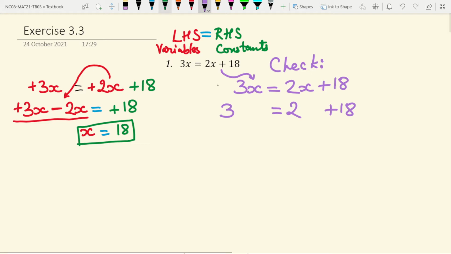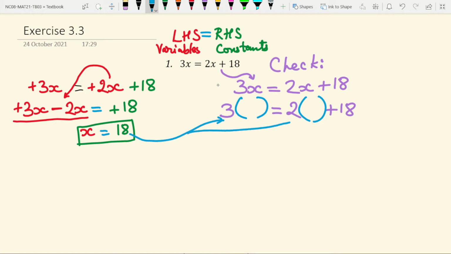Instead of writing the variables, instead of writing x, I am putting brackets. Within the brackets, I will substitute the value of x. x is nothing but 18, so I will put 18 in both these brackets. When I substitute 18 here and here, what we get is 3 into 18. A bracket means multiplication. 3 into 18, we know it is 54.